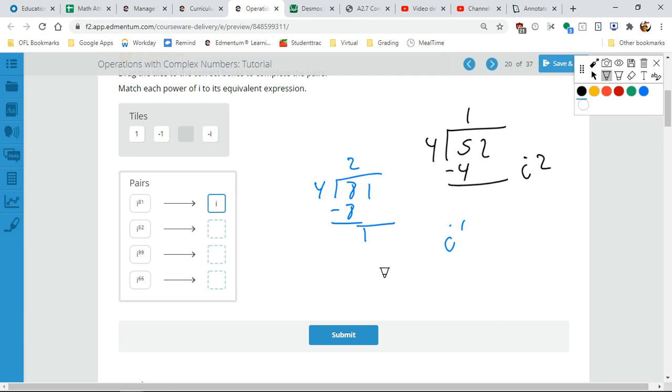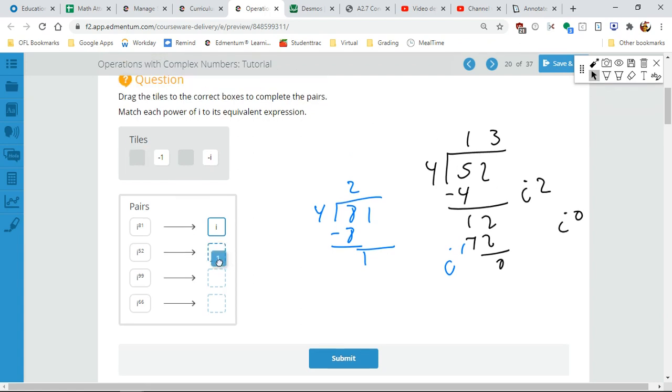1, 4, 1, 3, 12. So this is actually I to the 0. I to the 0 is just 1. Anything to the 0 power is just 1. You can also look at it as I to the 4th power, because I squared times I squared is just 1. 4 going into 99. This is I to the 3. I can just tell because I to the 100 is I to the 4. In case you don't know what I mean, that just means that 4 times something equals 100.